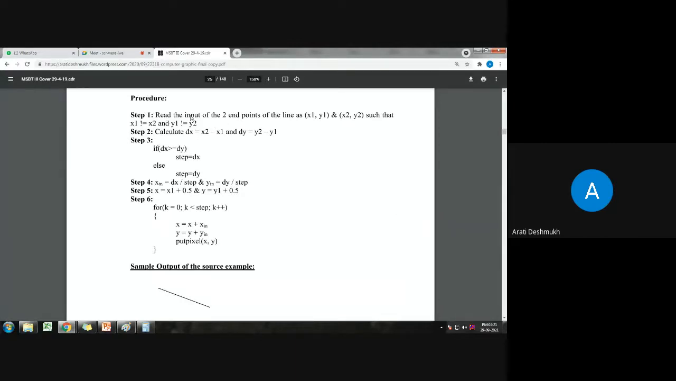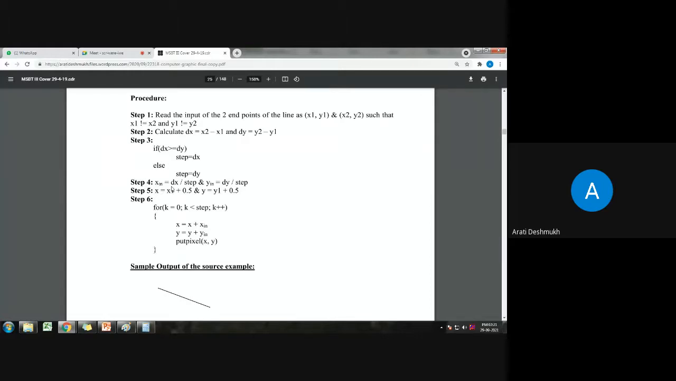First, we read the input of the two endpoints as x1, y1, x2, y2. But the most important thing is that x1 is not equal to x2 and y1 is not equal to y2, meaning it should not be only a single point. We have two points. In step 2 we calculate dx and dy. Third step, if delta x is greater than delta y, then step is equal to dx, else step is equal to dy. Then what is the x increment?